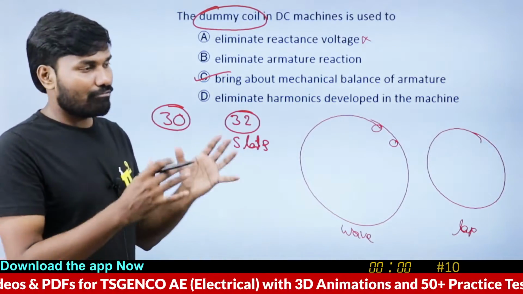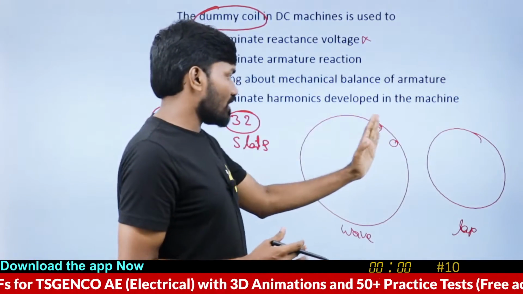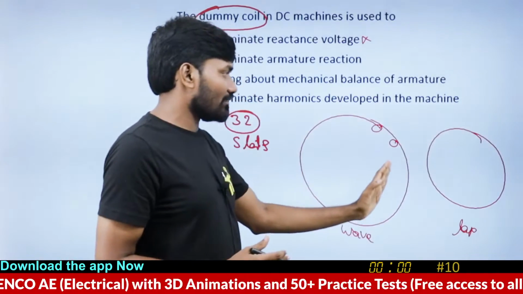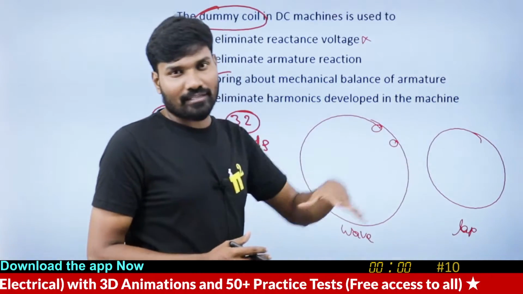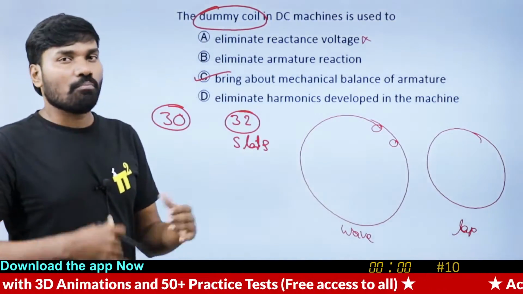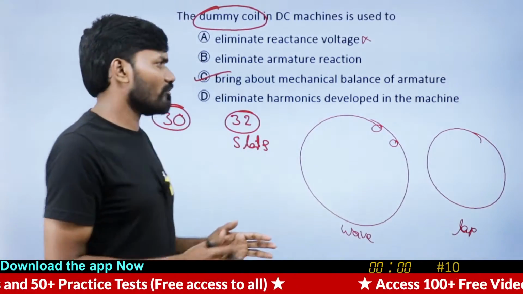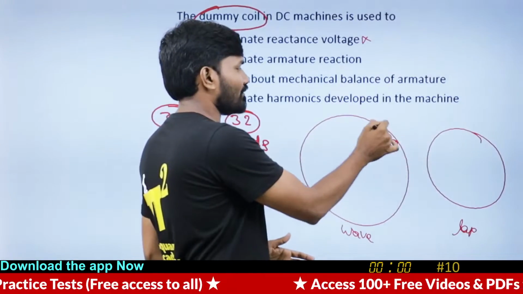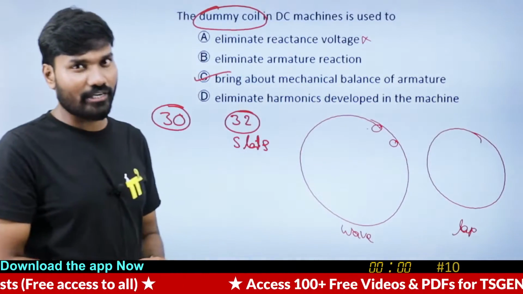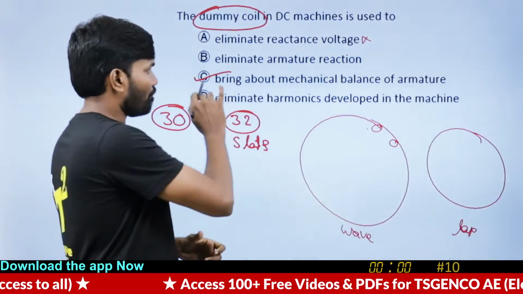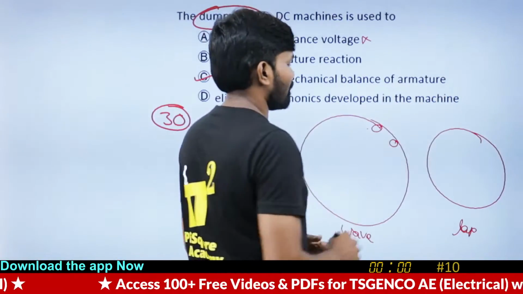So absolutely, if one side is lighter and one side is heavier, filled with conductors, there is a mechanical imbalance. You want to make a uniform mechanical balance. So we'll place conductors there, but no connection is made to that. Okay, so they're purely for mechanical balance.